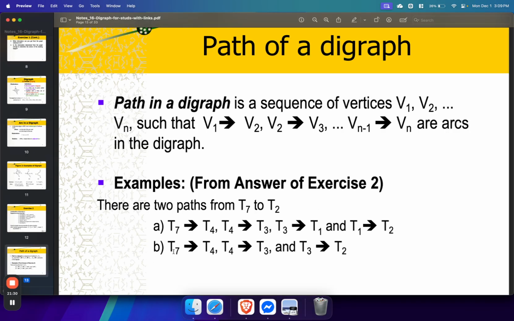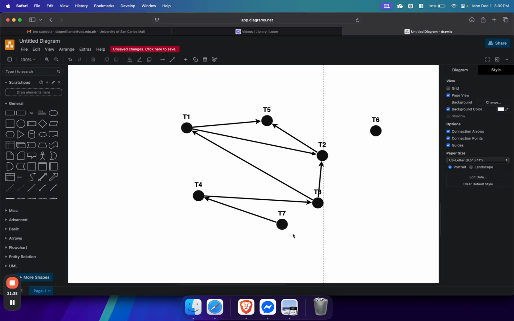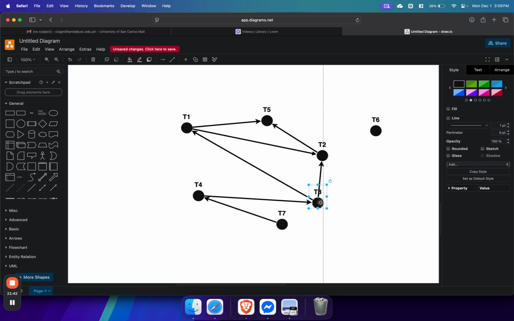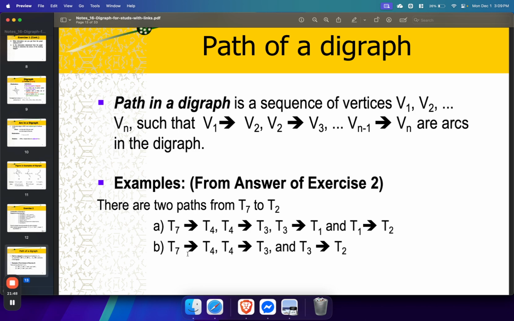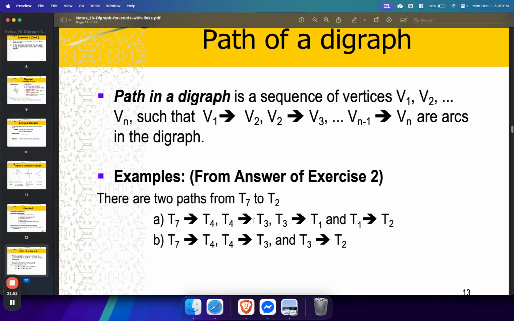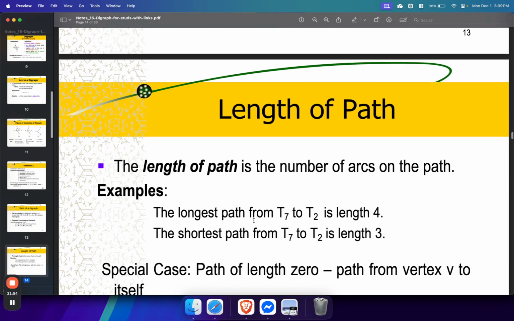So the paths are T7 to T4, T4 to T3, T3 to T1, and T1 to T2, which we represented a while ago, from 7, 4, 3, 1, 2, and 7, 4, 3, 2. Muna siya itong path of a digraph.